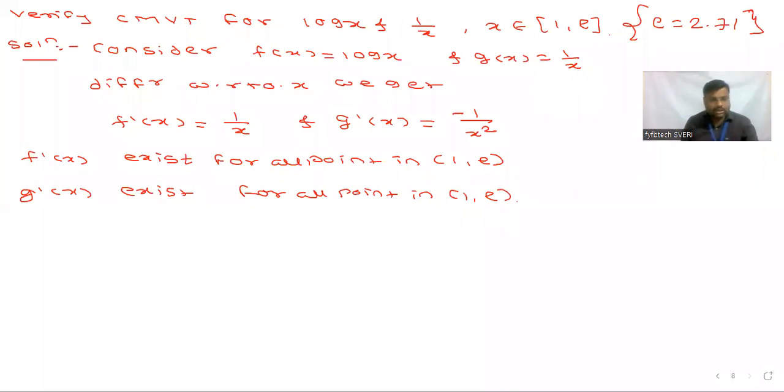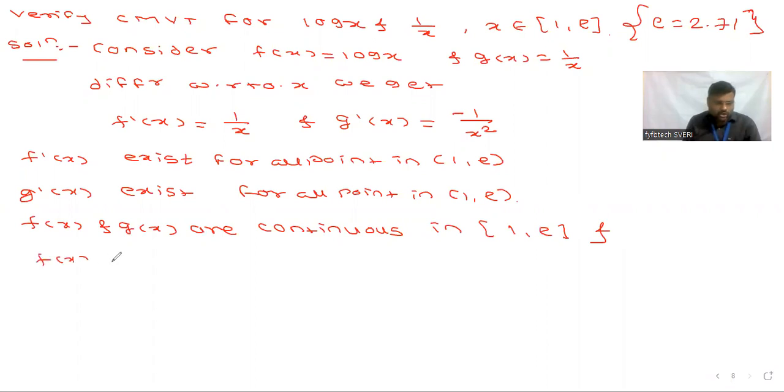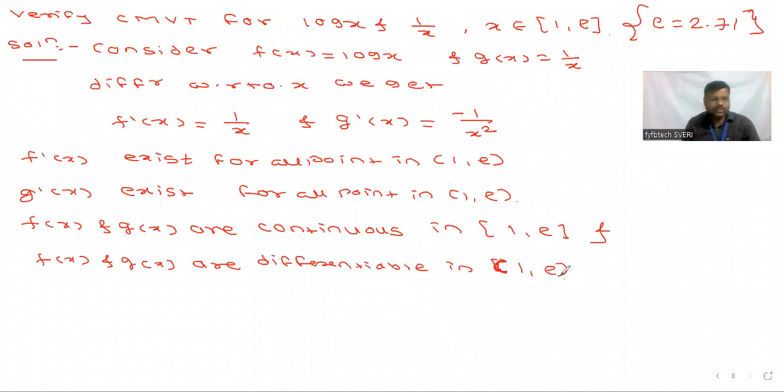So we got that. We can say f of x and g of x are continuous in the closed interval 1 to e, and f of x and g of x are differentiable in the open interval 1 to e. Okay. So here g dash of x is not equal to 0.